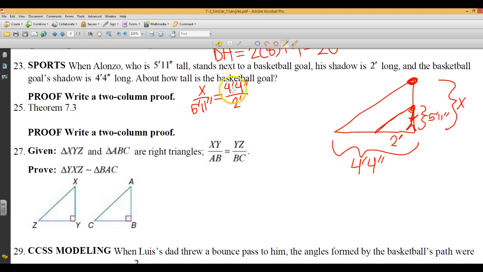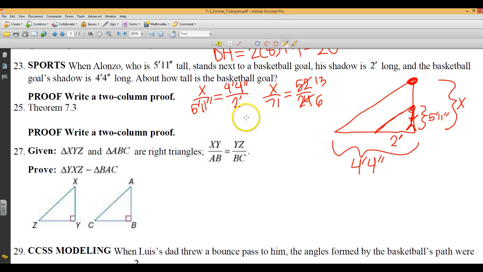Now, I don't want to work with feet and inches, so I'm going to convert all these to inches. So I would get x over, so 5 times 12 plus 11 would be 71 inches. And 4 times 12 plus 4 would be 52. And 2 times 12 is 24. Now, I can simplify this ratio. If I divide them both by 4, I would have 13 over 6. And now I'm ready to cross multiply.